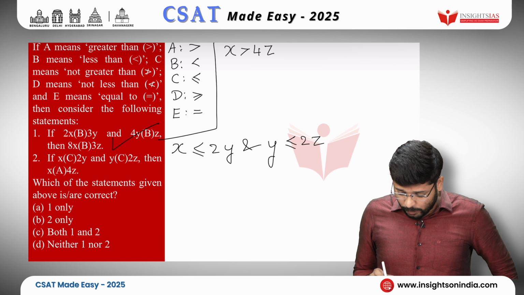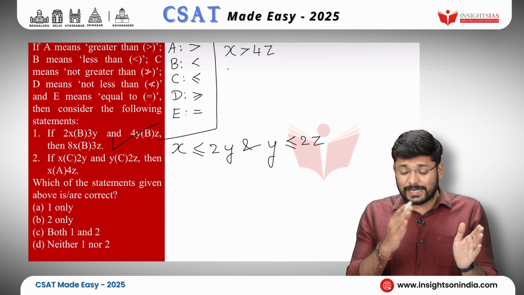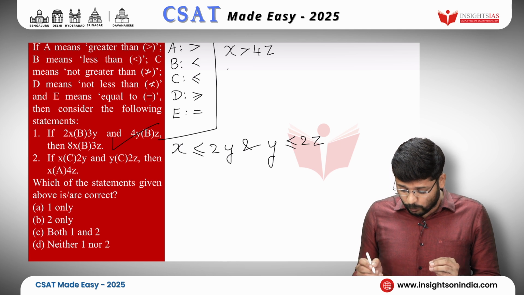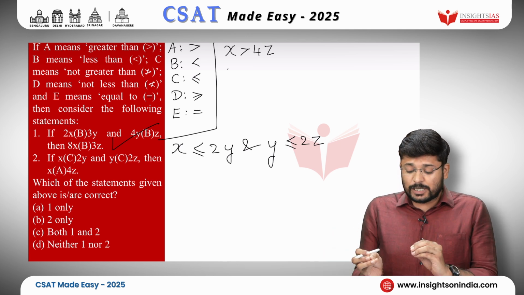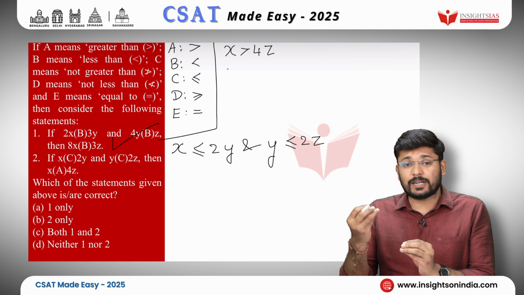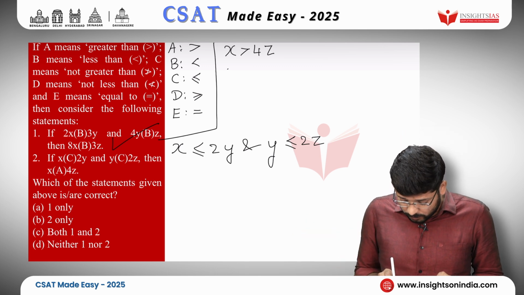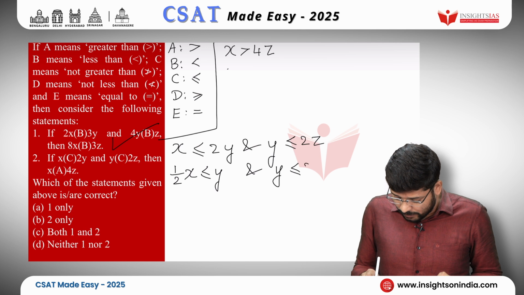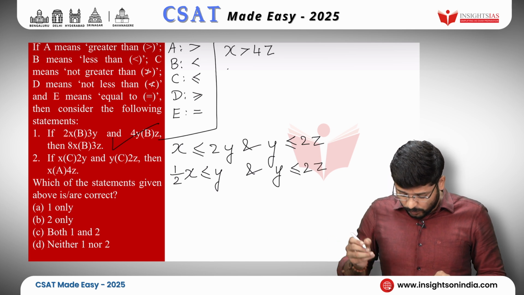Okay. Now, the conclusion is in terms of x and z. However, the statements given are in terms of x and y and z. So, we will express y in terms of z and express y in terms of x. So, the first case, it would be 1 by 2x, which is less than or equal to y, and here there is nothing to do. It is ready already. y is less than or equal to 2z.